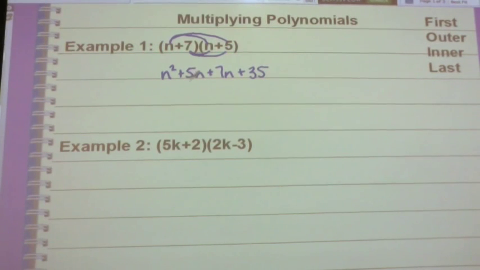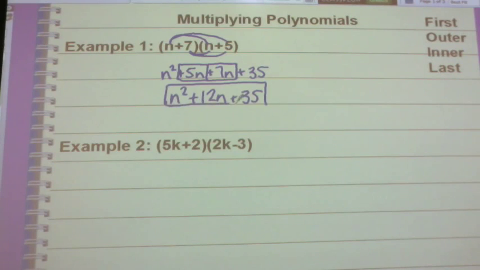Then we combine like terms if possible. Usually these two middle terms you'll be able to combine. Sometimes you will see that they will cancel, and that's okay. So when I combine my positive 5n and positive 7n, that leaves me with positive 12n. So my answer is n squared plus 12n plus 35. So just think of FOIL as distributing twice, or multiplying two binomials as distributing twice.